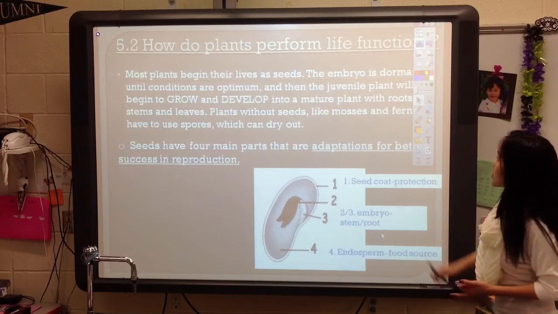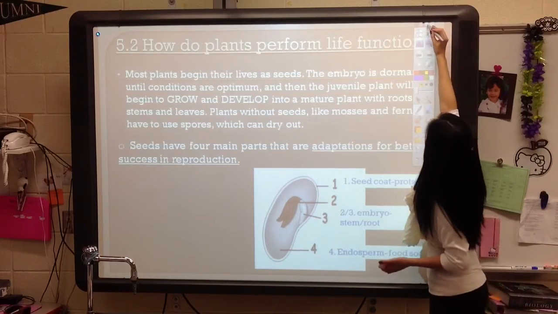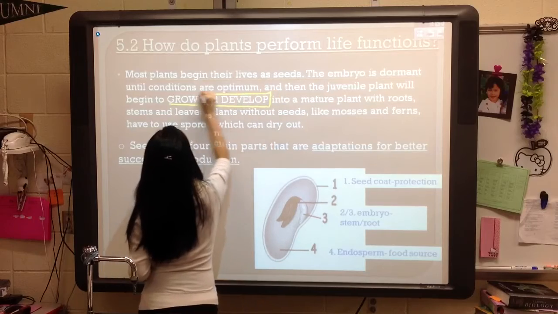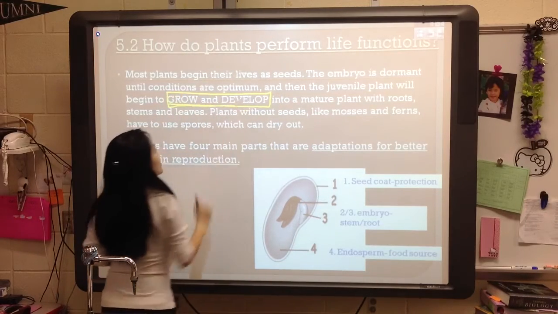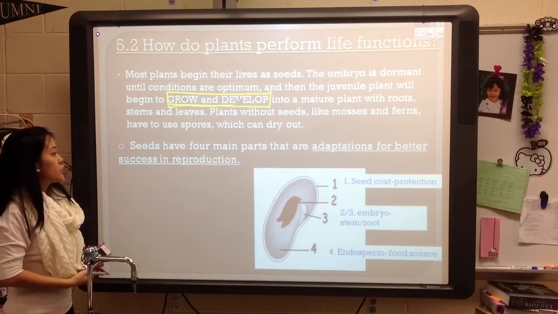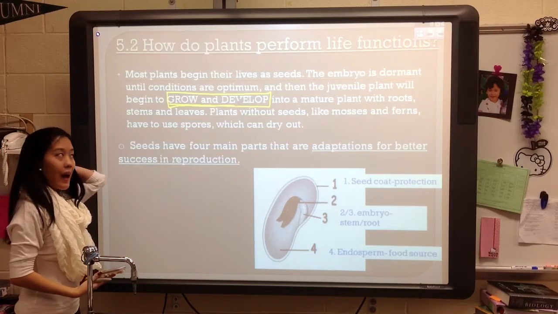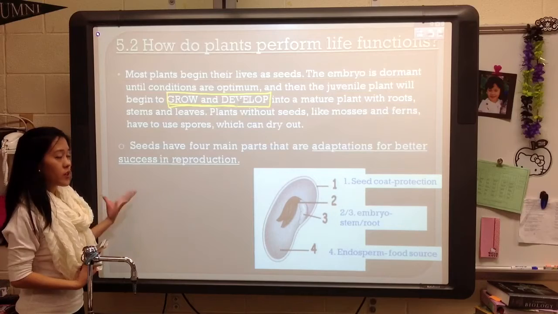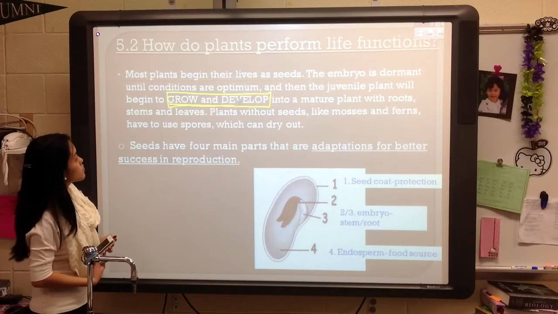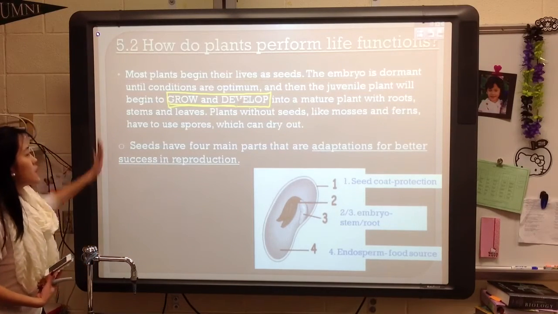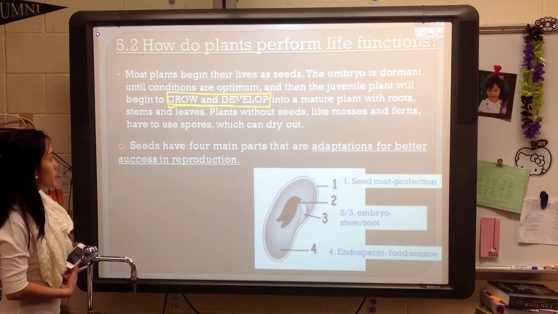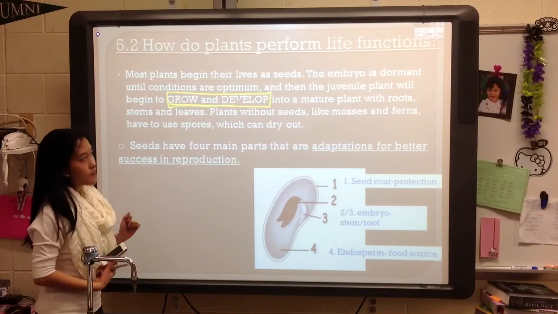Next, here we're actually talking about growth and development. Okay. What I would do is I would actually go back after these set of notes and highlight those STERNGRR terms, just to make it really clear to you when you're looking back to review. But right here it says most plants begin their lives as seeds. The embryo is dormant until conditions are optimum.